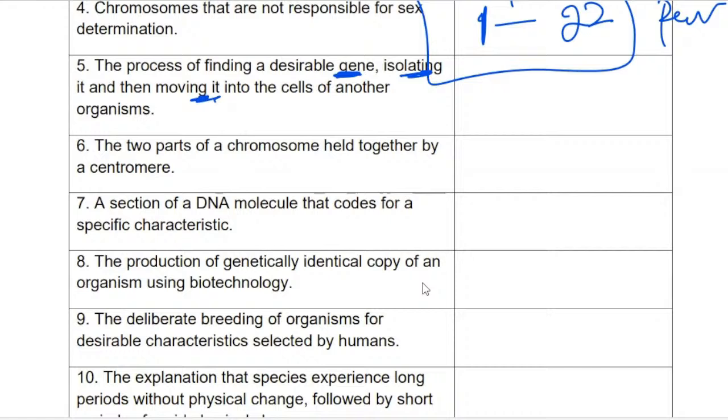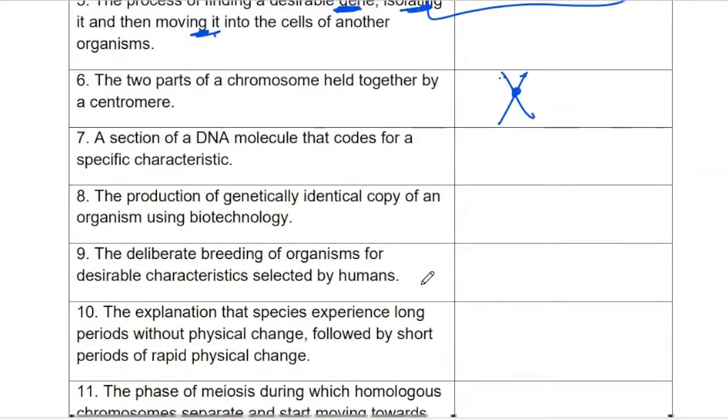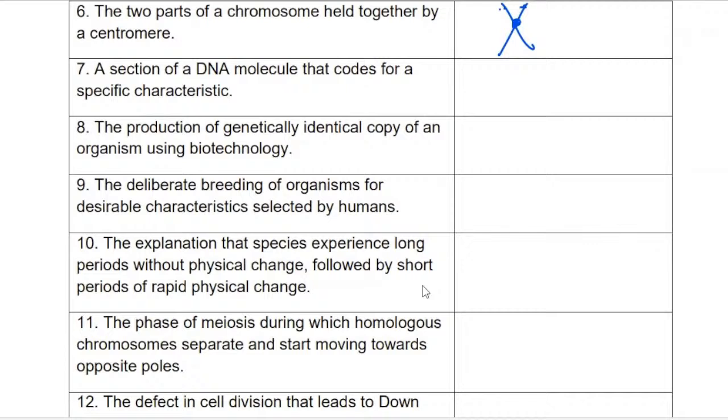The two parts of the chromosomes held together by the centromere, so they are looking for these parts. We call them chromatids. A section of DNA that codes for a specific characteristic, we call it a gene. Then the production of a genetically identical copy of an organism using biotechnology. So you produce the same individuals which are identical. We call it cloning.